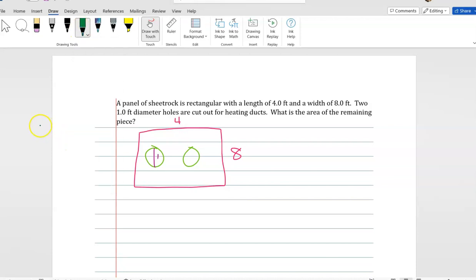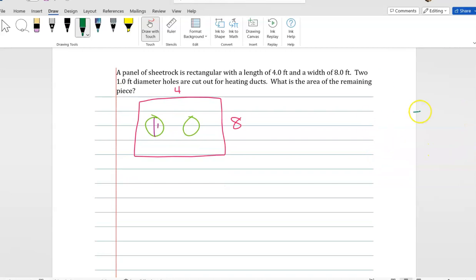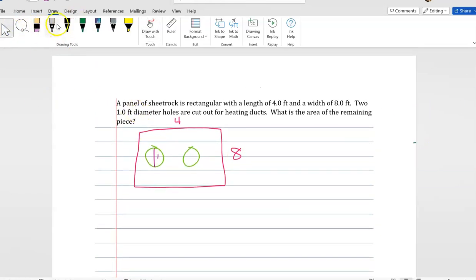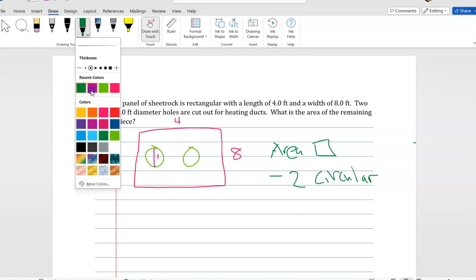Now what I want to do is turn this into what's the area of the remaining piece. So I'm going to find the area of the whole thing. Okay, so here's my area of the whole thing. This is the area of my rectangle, right? And I'm going to subtract these 2 circular pieces. Okay, and I always write something out that gives me an idea of what I'm looking for.